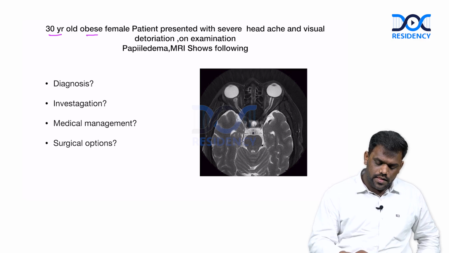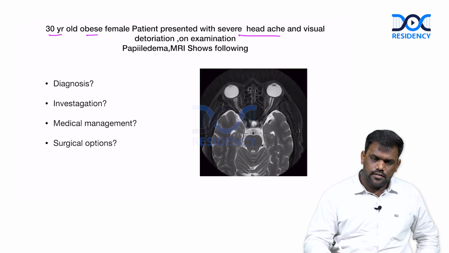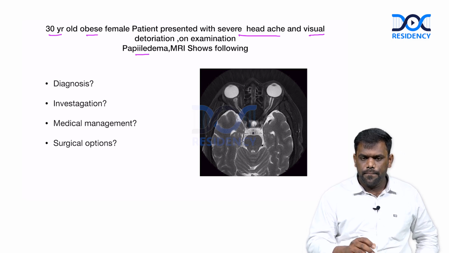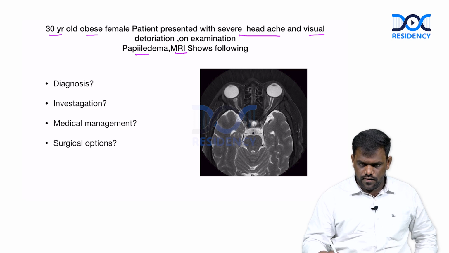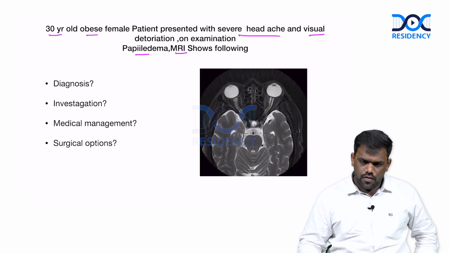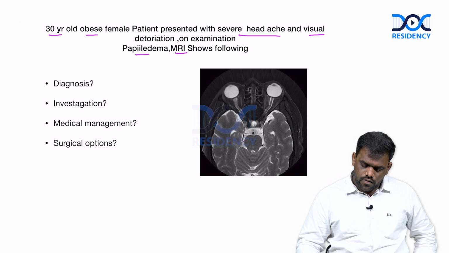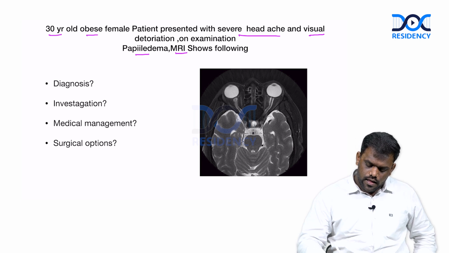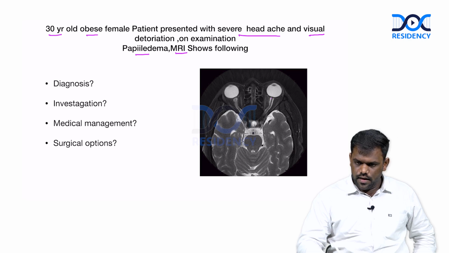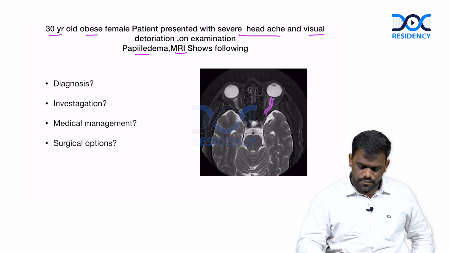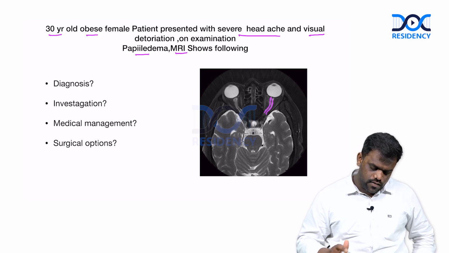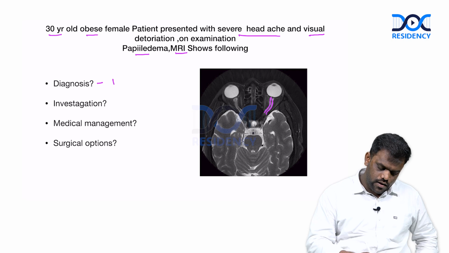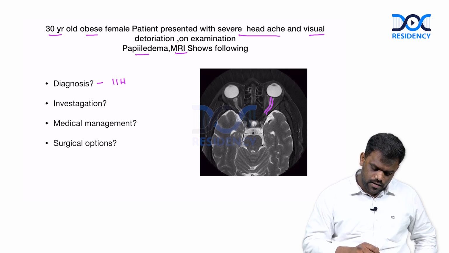A 30-year-old obese female patient presented with a severe headache and visual deterioration. An examination of the eye shows papilledema. The MRI shows the following features. So what is the MRI finding? Typically, look into this MRI. You can see the retina and the optic nerve tortuosity. So what is the diagnosis? It's indicative of idiopathic intracranial hypertension.